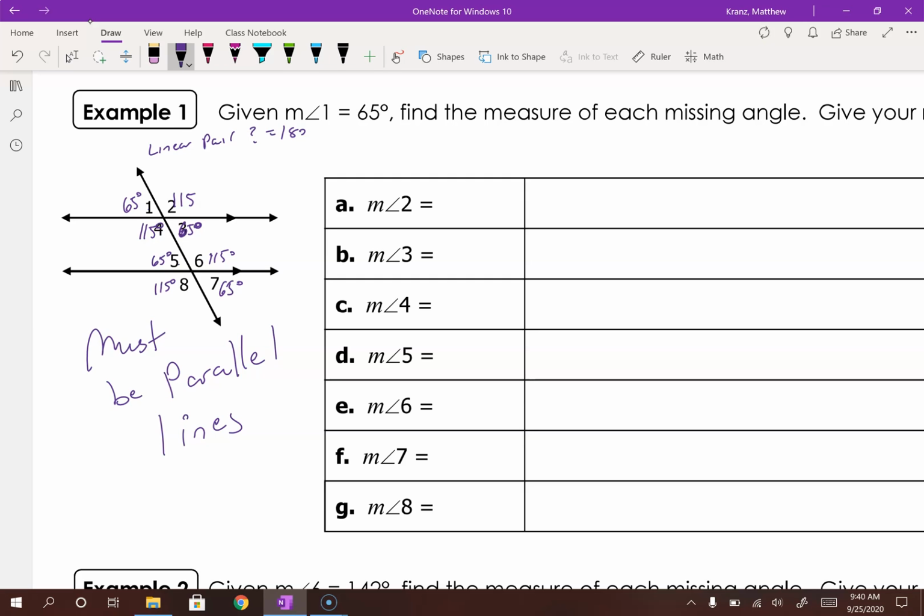So then we can go ahead and fill this in. We have 115. We have 65. We have 115. 65. 115. 65 and 115. Do you see a pattern here?